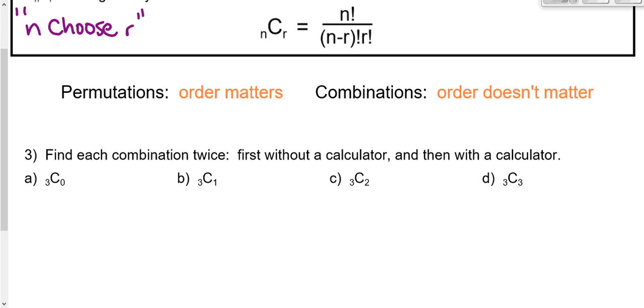So we have 3 choose 0. That would be 3 factorial divided by 3 minus 0 factorial times 0 factorial.